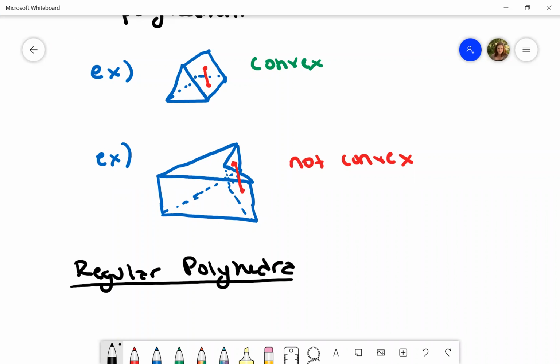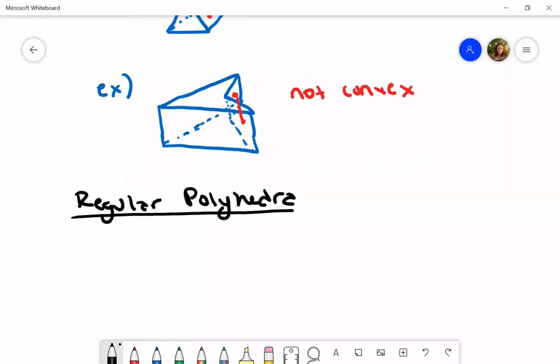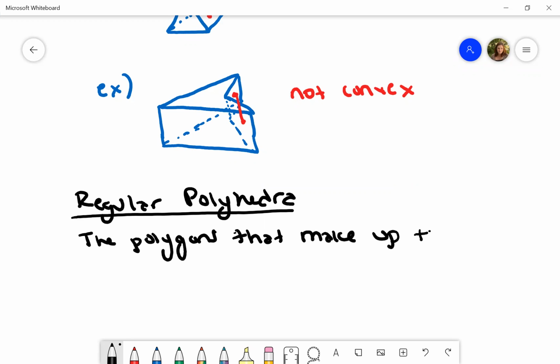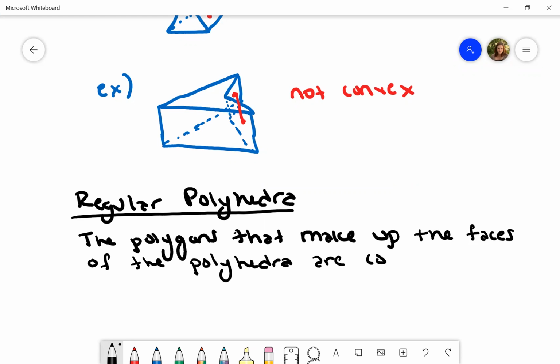A regular polyhedra is when the polygons that make up the faces of the polyhedra are congruent. It doesn't need a comma. Congruent or equal, the same, right? That's what congruent means.